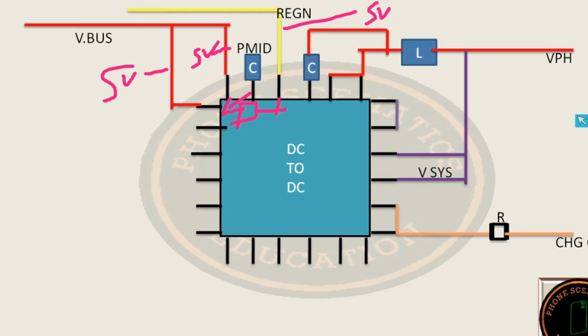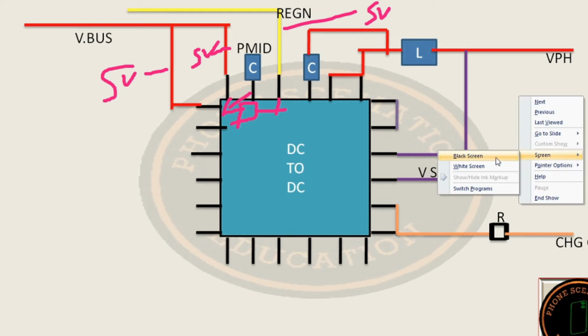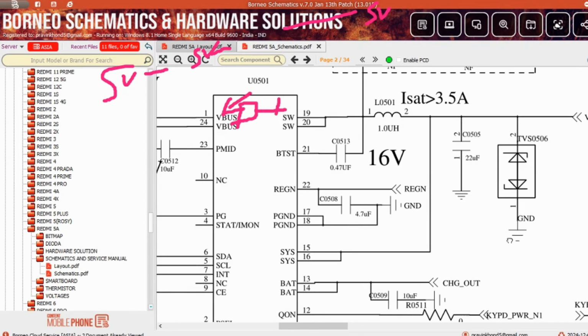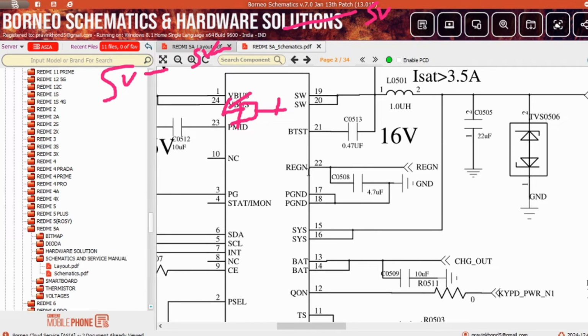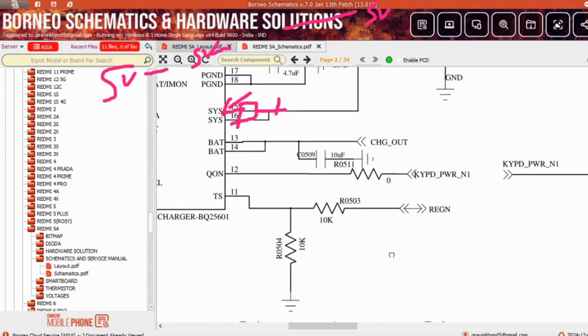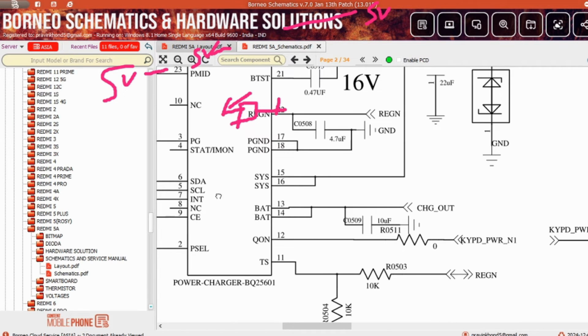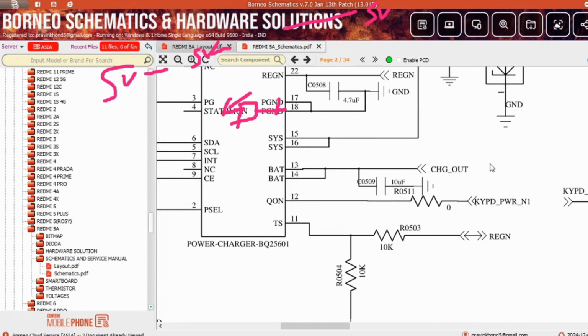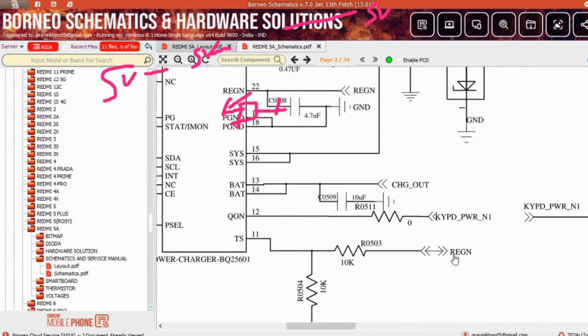Now I will show you in the schematics. So, schematic. Now you can see here pin number 22, REGN line, right? Where is this pin going? Just click. Now this pin goes back to the same IC, right? You can see here REGN pin number 22. After this REGN, regulator voltage line, you can see the same 5 volt voltage, but on this line, pin number 11 is called TS.